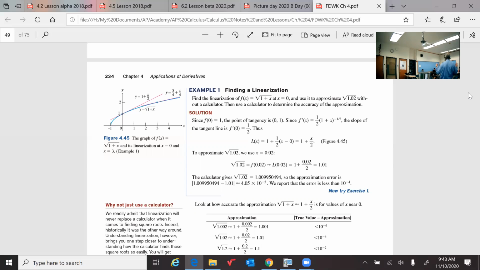And linearization is saying this. If delta x is small, if the change in x is small, and you travel on the tangent line instead of the curve, the height of the tangent line will be pretty close to the height of the curve. And we can use the height of the tangent line to approximate the height of the curve.